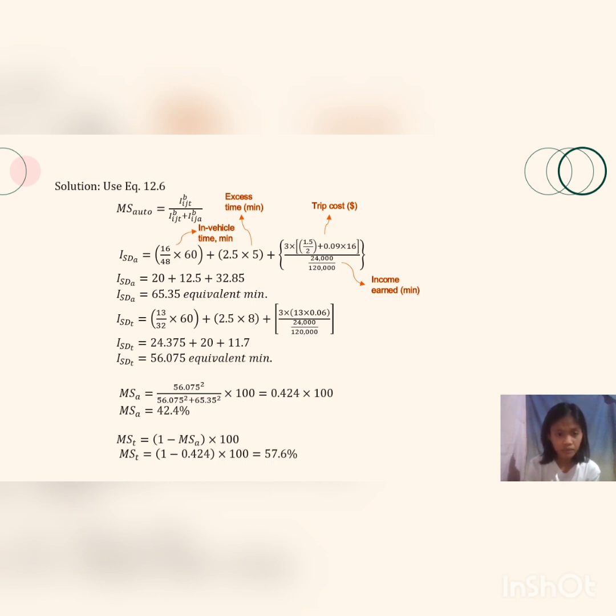Then, we substitute this into equation 12.6. So, 56.075 squared over 56.075 squared plus 65.35 squared, times 100, is equal to 0.424 times 100. The answer is 42.4%. To get the mode share of transit, we can use this formula: MS sub T is equal to 1 minus MS sub A, times 100. And the answer is 57.6%.